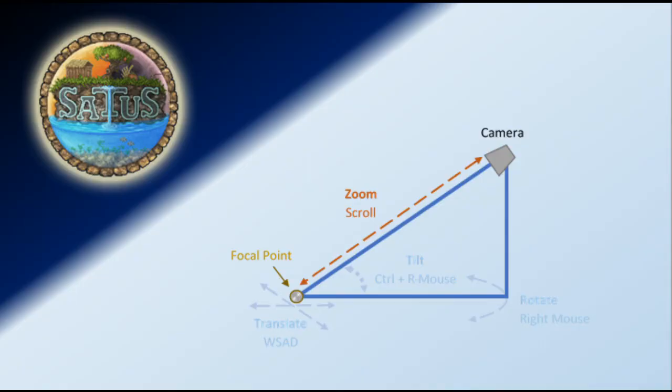Now there were multiple ways we could approach the zoom. And what we decided to do is to zoom along the focal length between the camera and the focal point. So it zooms directly in towards the point the camera is facing. Alternatively, we could have zoomed up and down or towards the camera in the horizontal direction. But after trial and error, it just didn't look right. So we decided to zoom along that hypotenuse between the camera and the focal point.